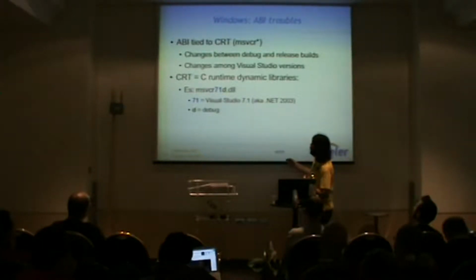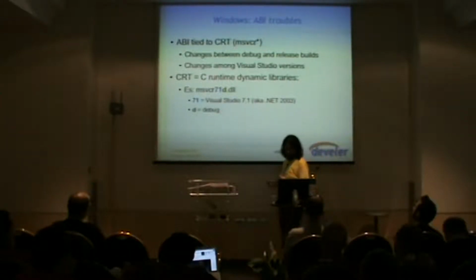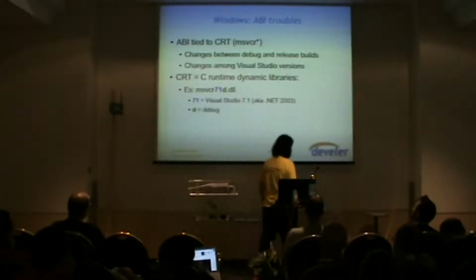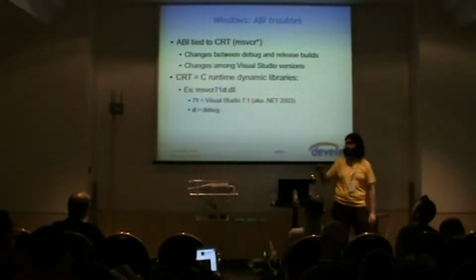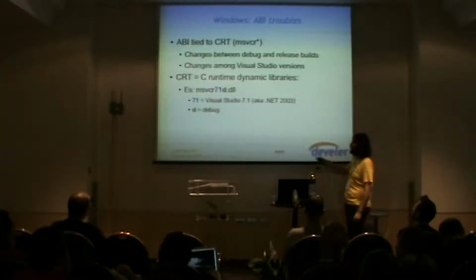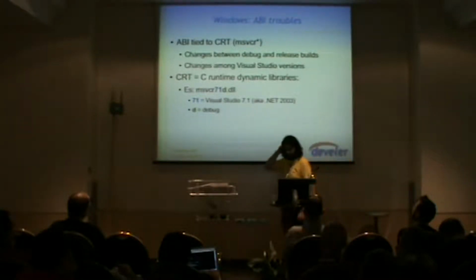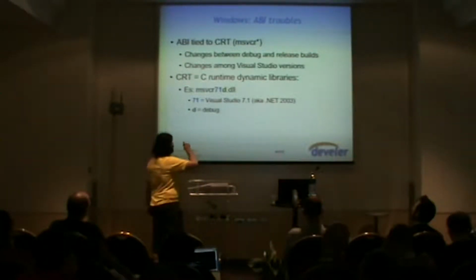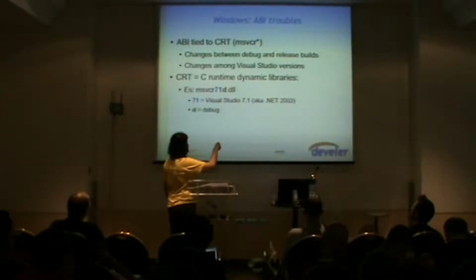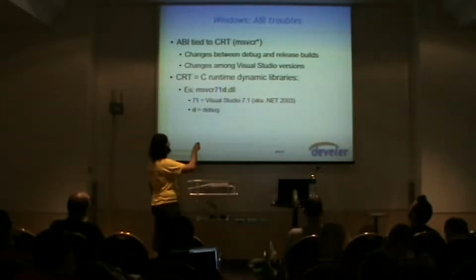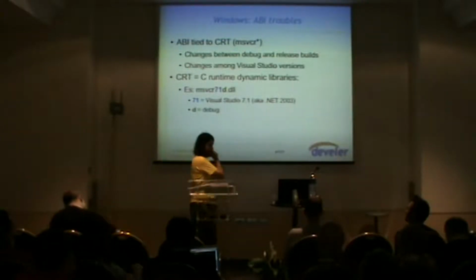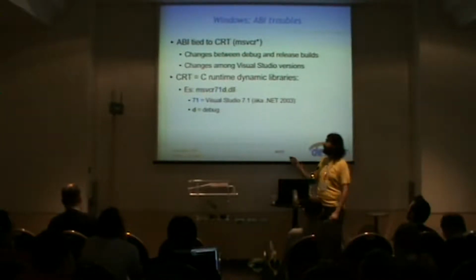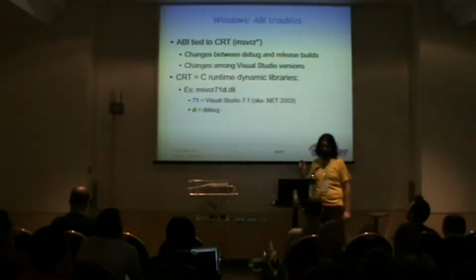If you have a look at the C runtime dynamic libraries under Windows, for instance, this is the MSVCR71D DLL, which is the debug C runtime for Visual Studio 7.1, which is .NET 2003, which is one CRT, okay? If you switch to a release build, you are linking against the 71 without the D, which is incompatible, okay? So this can work only if all your libraries are using the same MSVCR library.